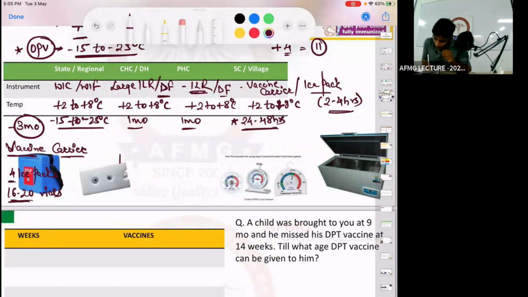Shabash. And this one is known as an ice pack. How many vaccines can fit? 2. How many vaccine vials? 2. And water should be filled up till the mark. Tap water should be filled up.